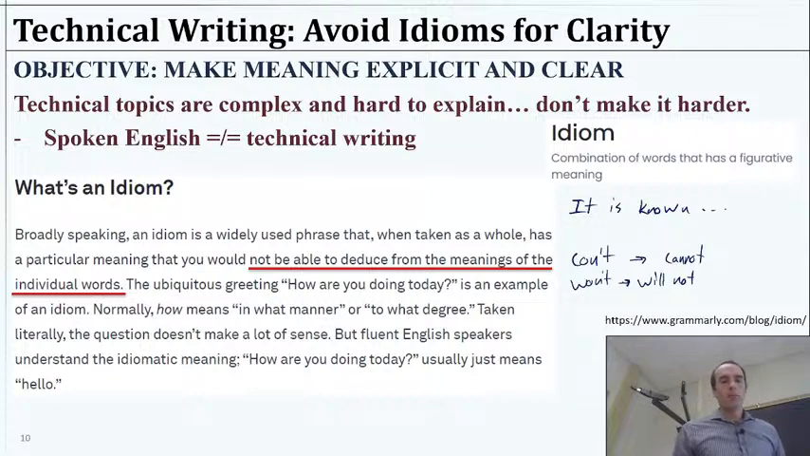Let's see. I don't know if I have a good example here, but we'll just read this real quick. So what is an idiom? Generally, it's a widely used phrase that, when taken as a whole, has a particular meaning that we would not be able to deduce from the meaning of the individual words. Maybe we can come up with some examples together. They give an example that is a little hard to grasp in a way.